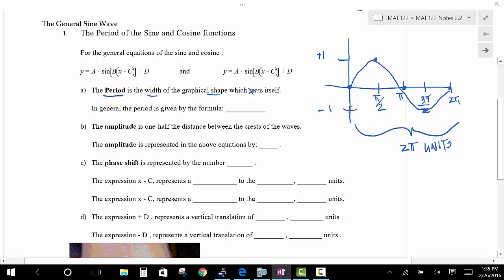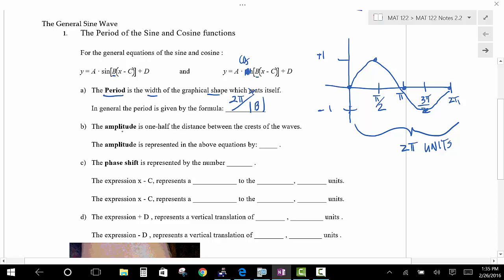Okay, but we have a general formula that's now going to say 2 pi over the absolute value of b, where b is a number that's the coefficient of the x. Okay, so it works for either the sine or the cosine. I think I meant for that to be the cosine.